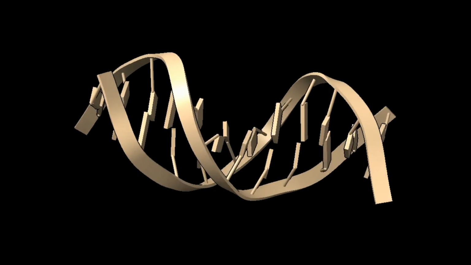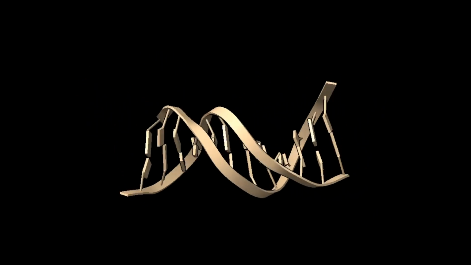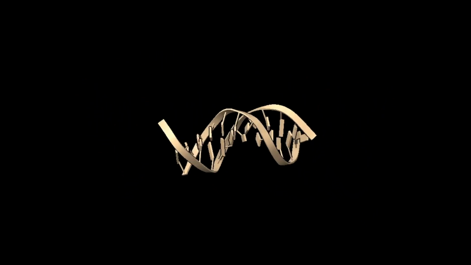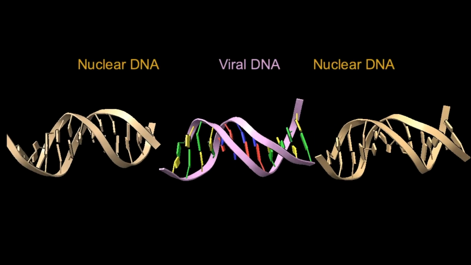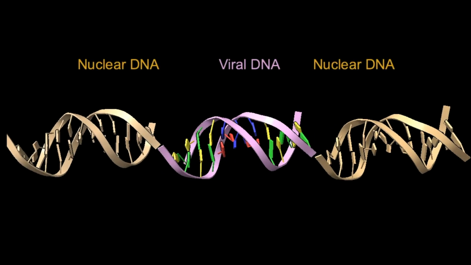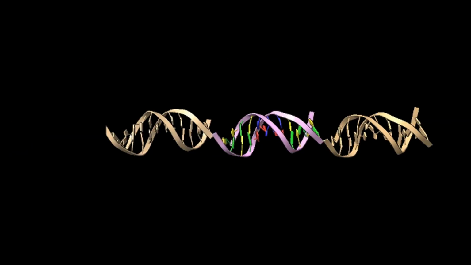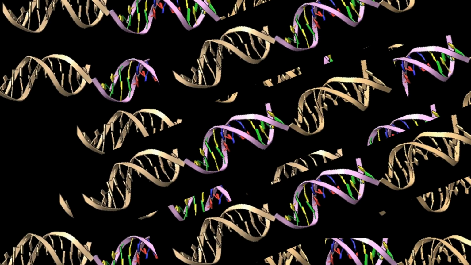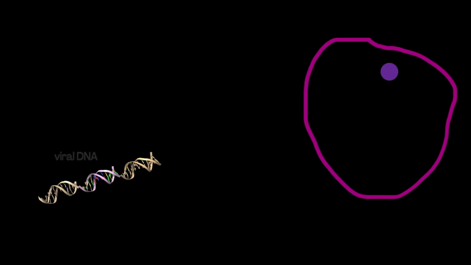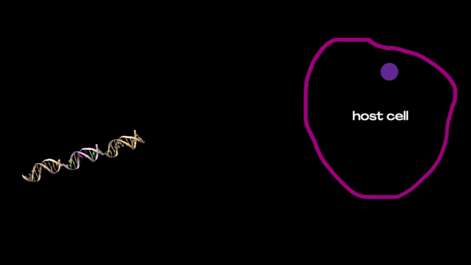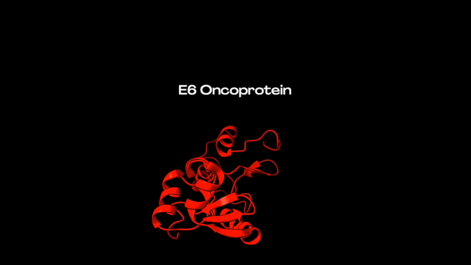HPV-16 causes cancer by integrating its genome into nuclear DNA. When the viral DNA is inserted, the new DNA that is replicated from the nuclear DNA will have the viral genes inserted. This means that all new copies of DNA will contain the cancer-causing code. Once the viral DNA is embedded and replicated into the host cell, various cancer-causing genes are also encoded, including the E6 oncogene.